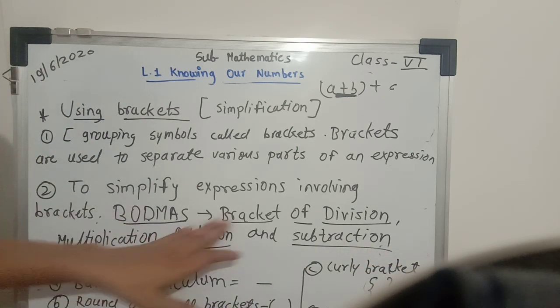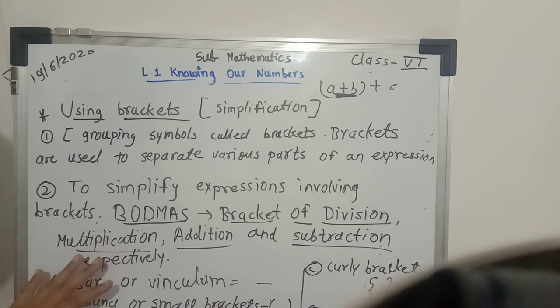So BODMAS means Brackets, Of, Division, Multiplication, Addition and Subtraction. Now there are different types of brackets. First, the simple bar is also used, and this is one type of bracket; we call it the bar or vinculum. Second is the round or small bracket, which we use often. We call it the small bracket.